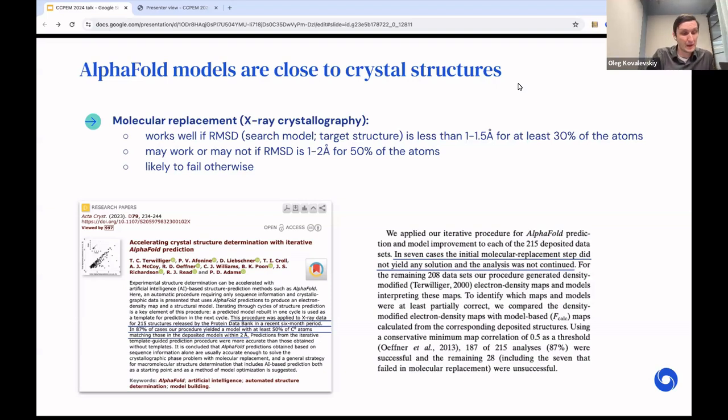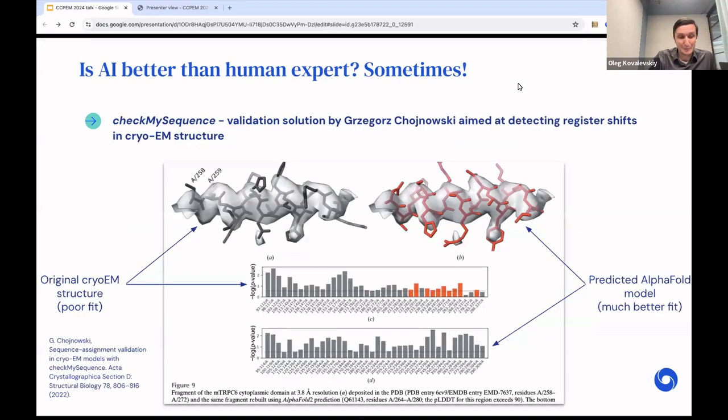Predictions are confirmed experimentally. Speaking about cryo-EM, interesting evidence came from the novel validation tool CheckMySequence, aimed at checking structures for potential register shifts. Interestingly, some experimental human-built cryo-EM structures suffered from such errors, but AlphaFold models of these proteins are in much better agreement with the experimental electron density maps, and AlphaFold never saw those maps. So an AlphaFold prediction sometimes can be more correct than some human-built experimental structures.